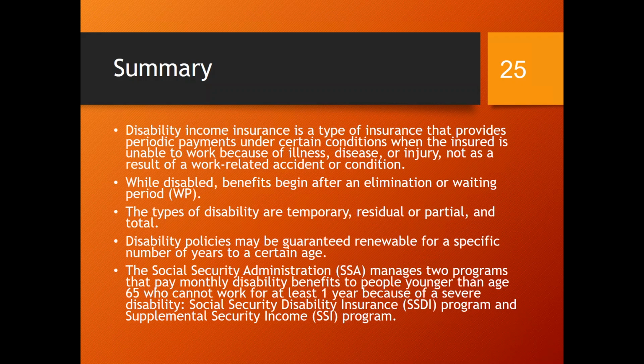The Social Security Administration manages two programs that pay monthly disability benefits to people younger than age 65 who cannot work for at least 1 year because of a severe disability: Social Security Disability Insurance, which is SSDI, and Supplemental Security Income Program, which is SSI.